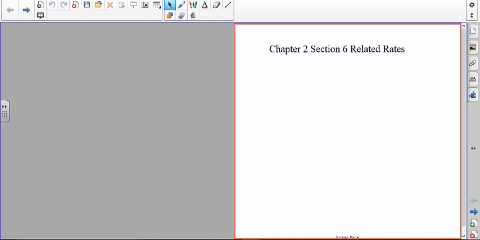All of these derivatives that we're going to deal with in related rates are with respect to time, and the variables that we're taking the derivative of are spatial variables like x and y. So we're going to use implicit differentiation a lot here.